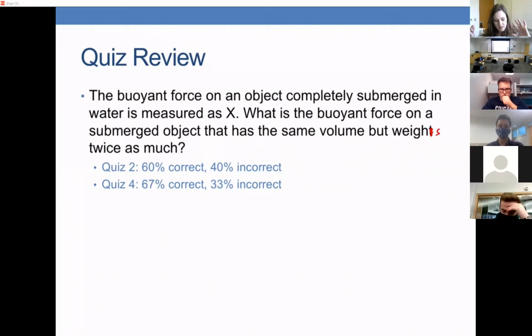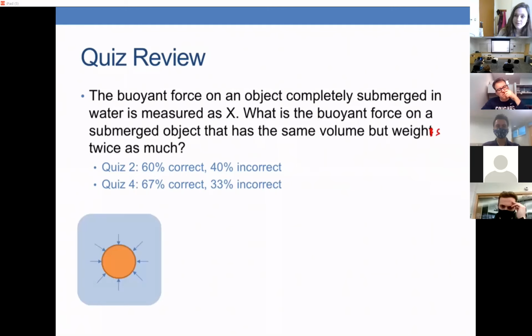But the first time I gave this question, about 60% of the class got it right, 40% got it wrong. Second time, about 67-33. So there was some improvement. About 7% went from incorrect to correct. But I want to make sure everyone understands why this question has the answer it does.